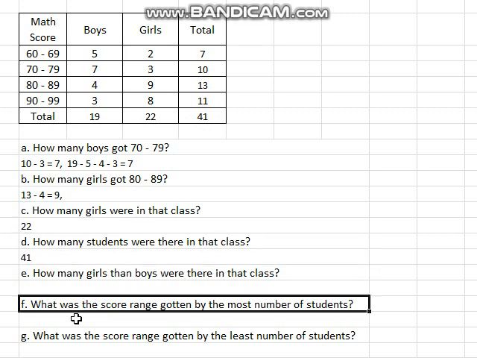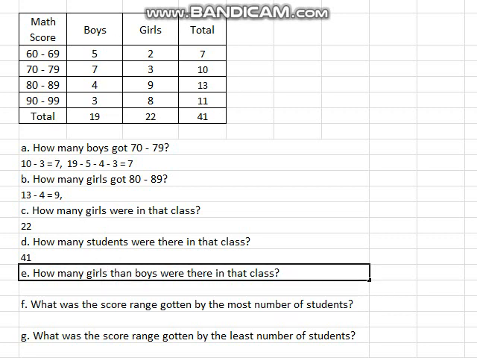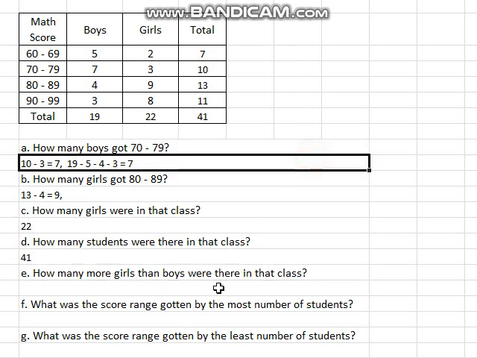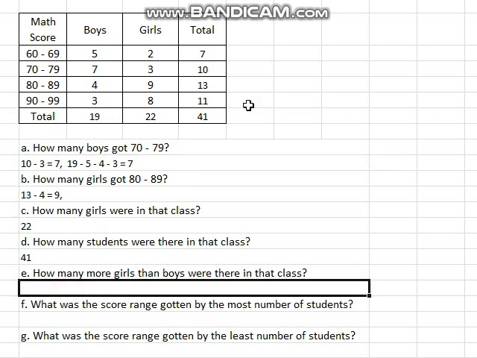Okay, now how many more girls than boys were there in that class? You can see the girls here are 22, and the boys are only 19. So the answer is 22 minus 19, and you get 3.